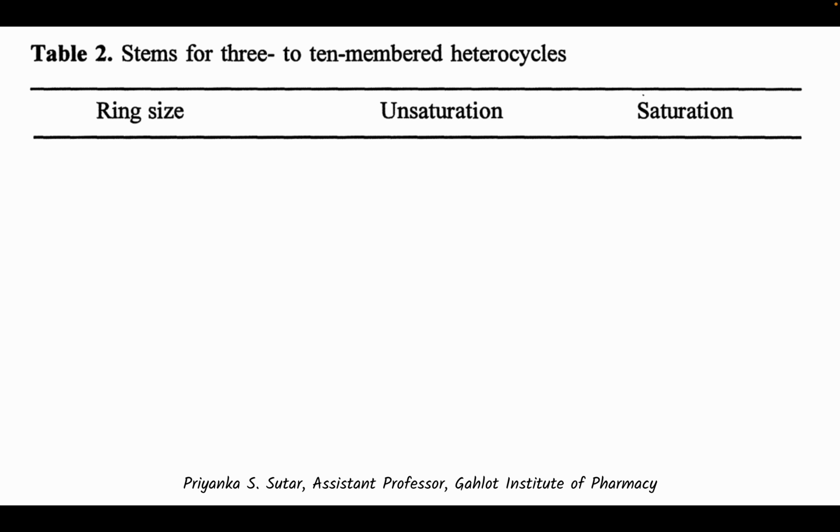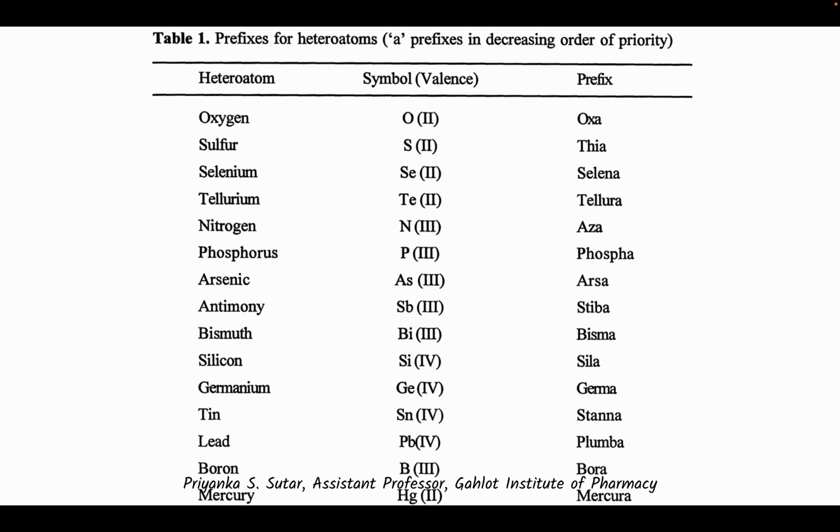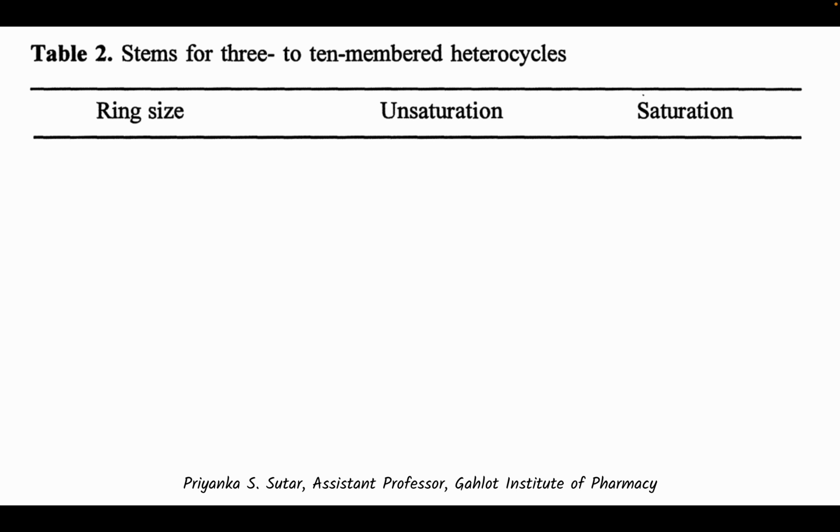Now we will see table number 2, which is for stem. Table number 1 indicates what? Table number 1 indicates heteroatom, right, which is a prefix. And the second part of the name in the Hantzsch-Widman system is the stem, which indicates ring size and the presence of unsaturation. It also indicates unsaturation and saturation.